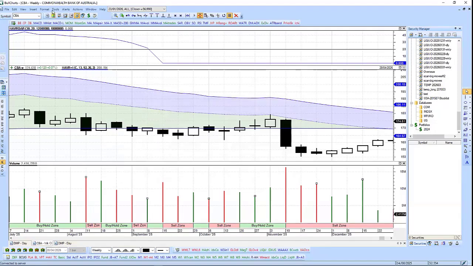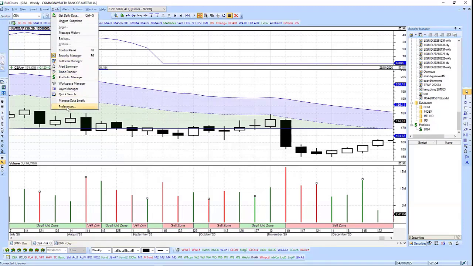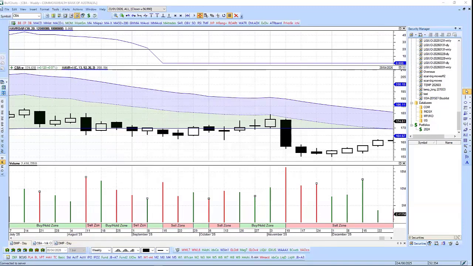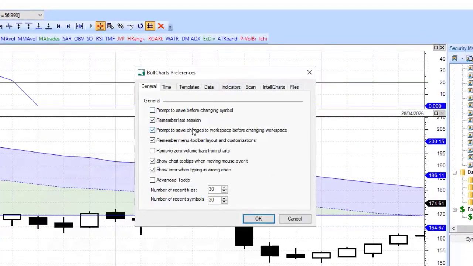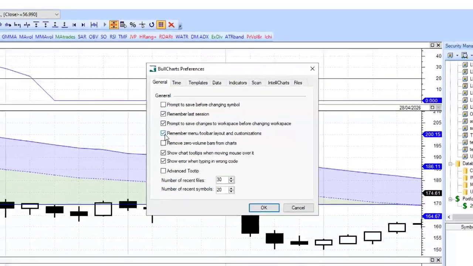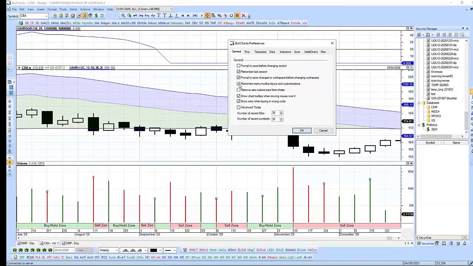Make sure that behind Tools Preferences, in this dialog box, there's an option here: Remember Tool Menu, Toolbar Layout, and Customizations. If that box is not ticked, then when you close BullCharts, it might not remember your change to the template toolbar. If you've changed the template toolbar, make sure that that box is ticked so that BullCharts remembers the customization.